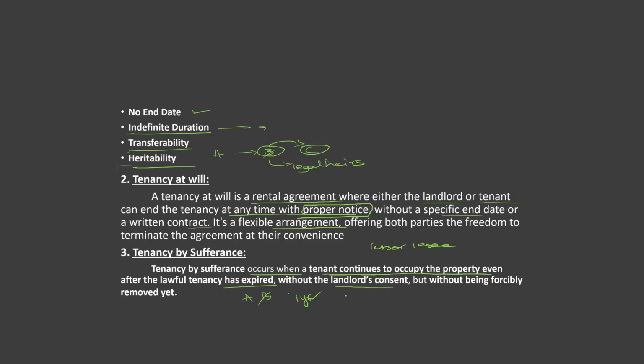So he continues to stay in the property, though the agreement has expired. In this type of tenancy, the tenant shall pay the amount as it is, but the landlord has the right to remove the tenant at any point of time without any notice, because the rental agreement has been completed and the tenant is occupying the property. So the landlord has the right to exclude the tenant at any point of time. So these are the three types of tenancies or leases.